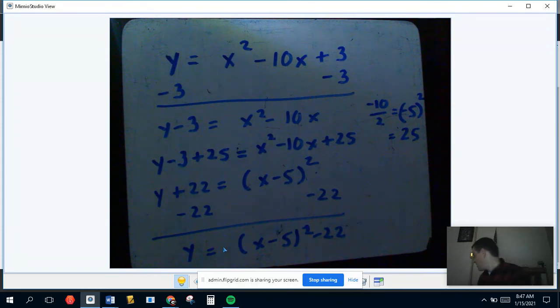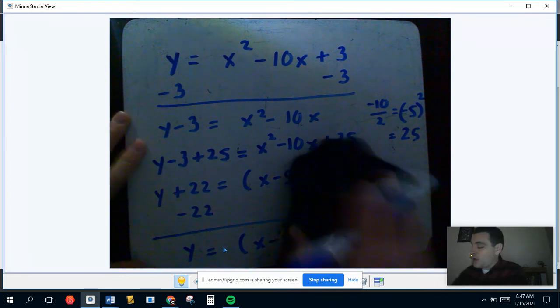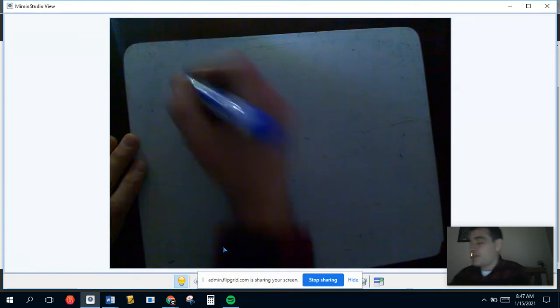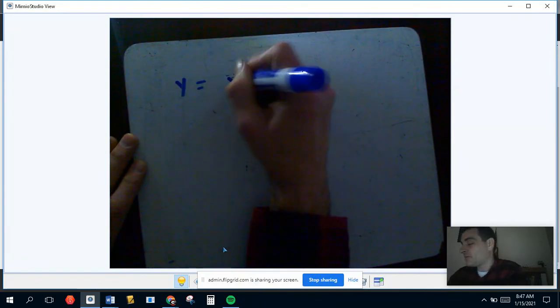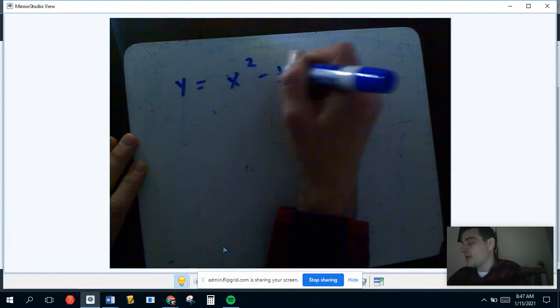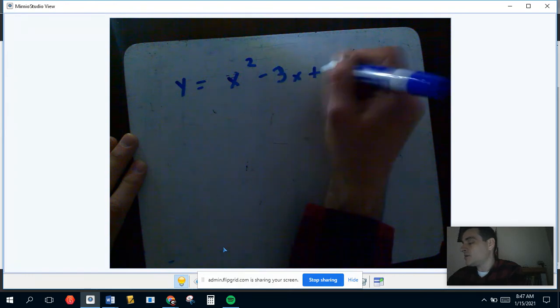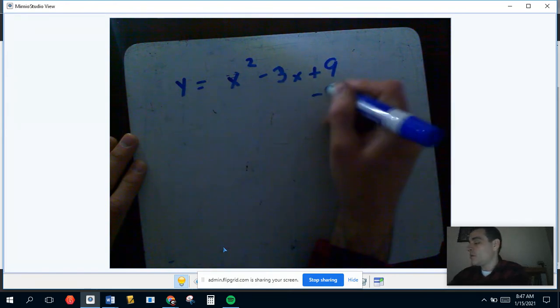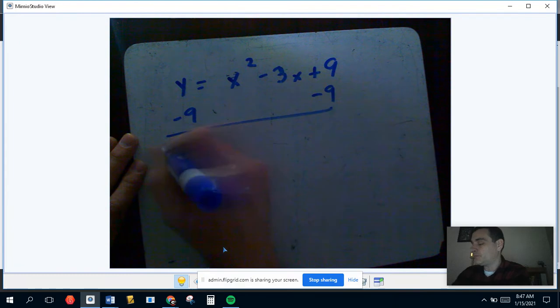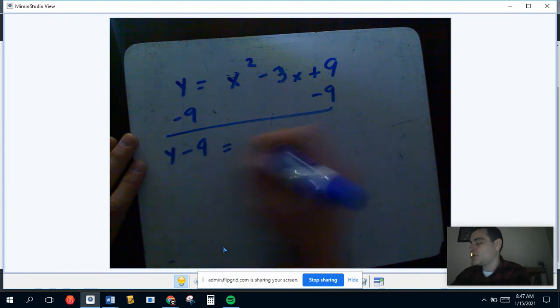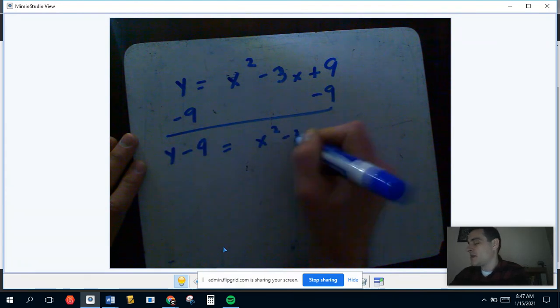Let's do one more. We'll make it odd. We'll keep the leading coefficient 1 for now. We'll make this one odd just for fun. How much fun that is, but we'll do it. We'll say -3 here. And just say 9 there. So we're going to move the 9. So y minus 9 equals x squared minus 3x.